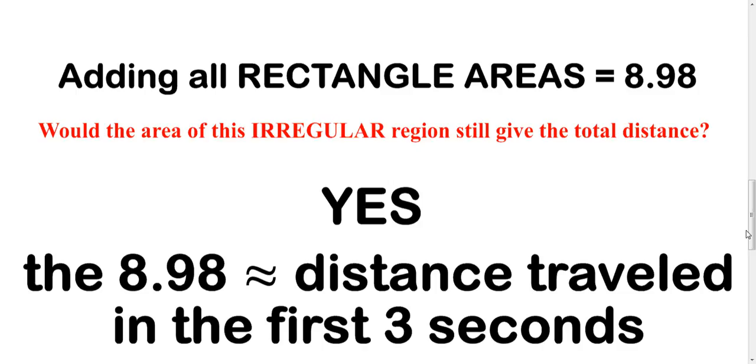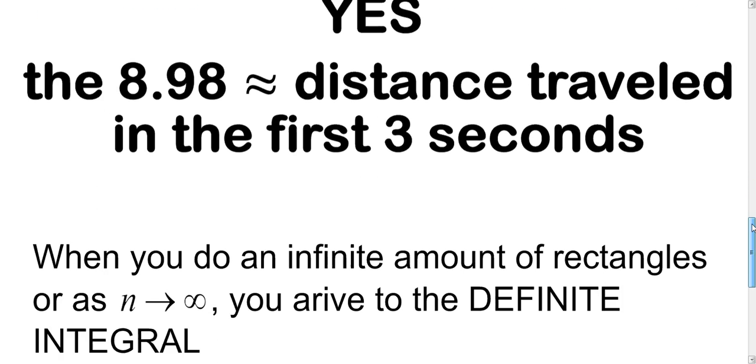Okay, it says, would the area of this irregular region still give the total distance the object traveled? Yes. Is it an estimation? Yes, because do those rectangles fit under there perfectly? No. But it is a very close estimate that the object would move 8.98 units, whatever that is, miles, feet, inches, in the first 3 seconds.